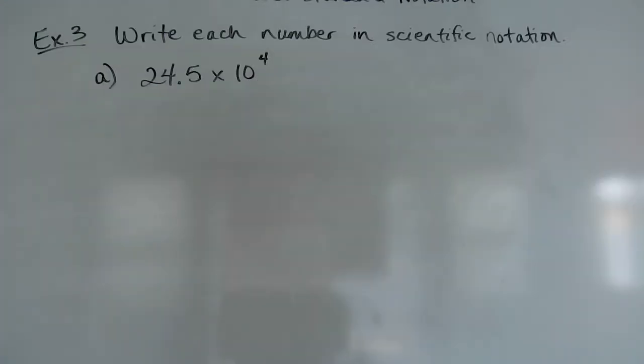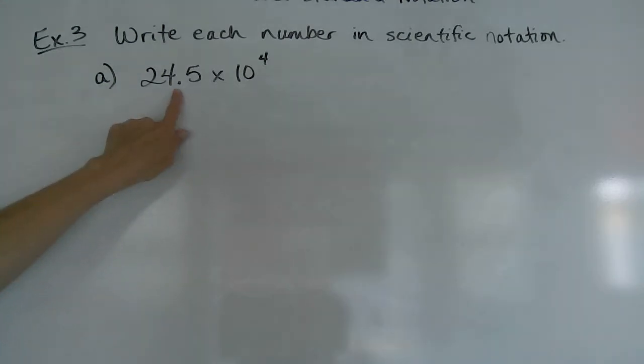All right, last example does have a few parts to it though. Directions say write each number in scientific notation. So for part A, we have 24.5 times 10 to the fourth power. And if you don't look carefully, you might think, well, it's already in scientific notation. I don't have to do anything. But look a little closer.